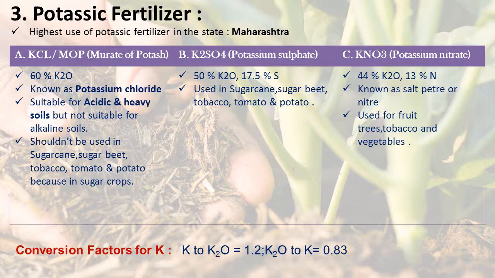And next is KNO3, potassium nitrate. Potassium nitrate is 44% K2O and 13% N, and it is also known as saltpetre or nitrate. It is an excellent source of potassium and nitrogen, and it is mainly used for fruit trees, tobacco, and vegetables. Here I have also mentioned the conversion factor for K. K to K2O is 1.2, and K2O to K is 0.83. It is most important for competitive exams.